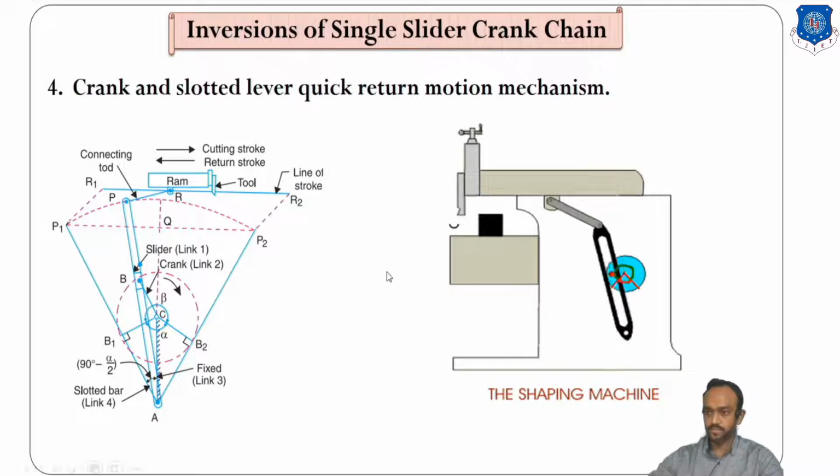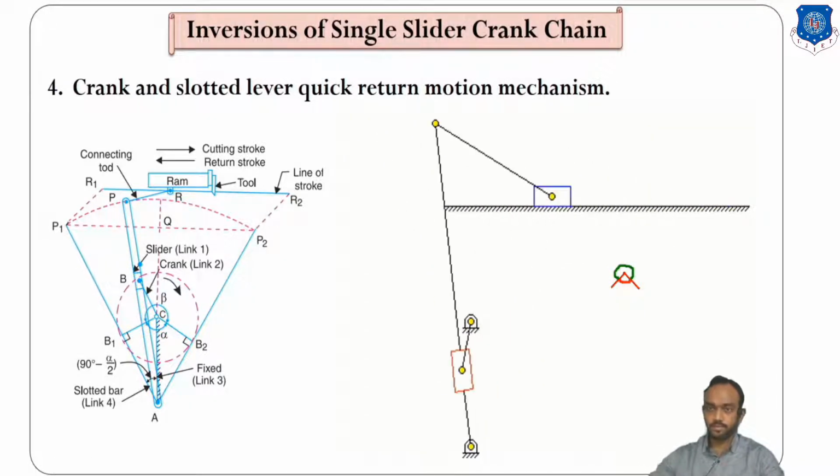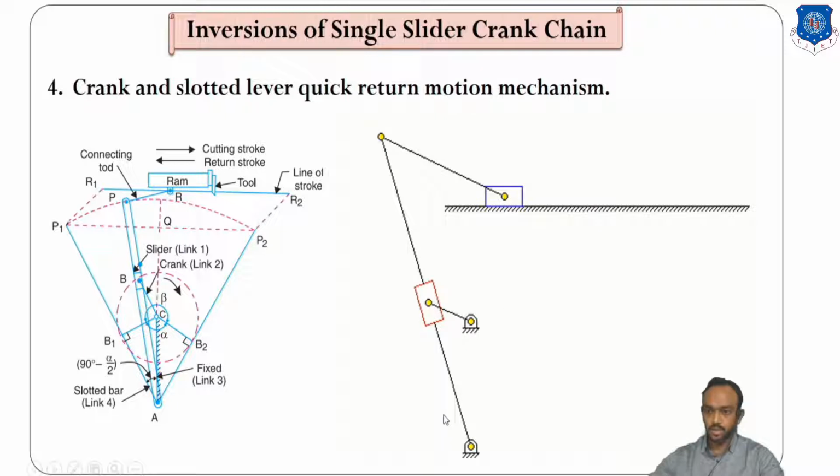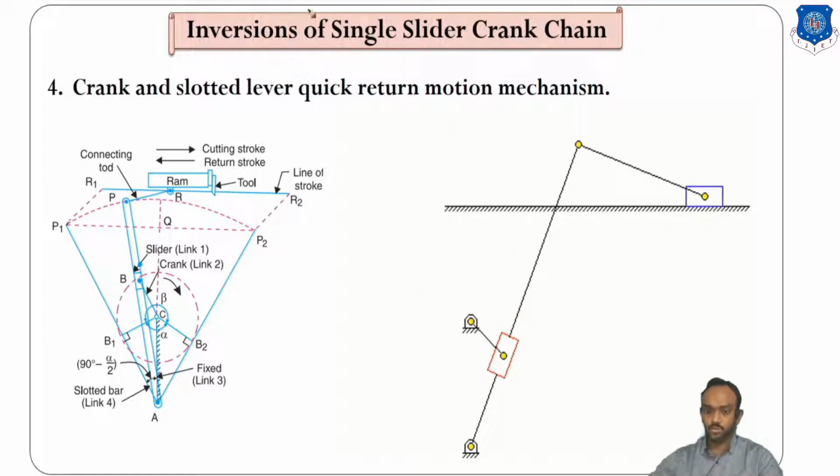Okay, let's see. It is a simple animation of this mechanism. You can see here from this point it is returning, and from this to this point it is cutting. So this is the large angle, here is a smaller angle.